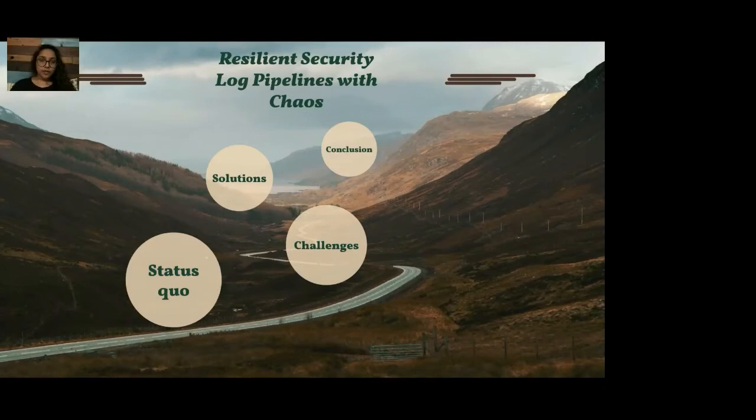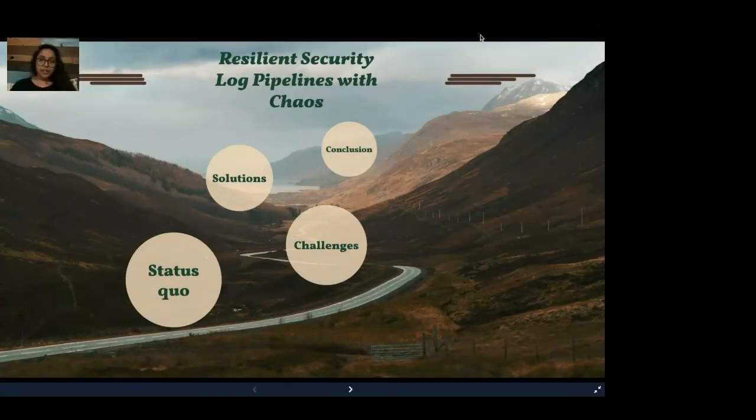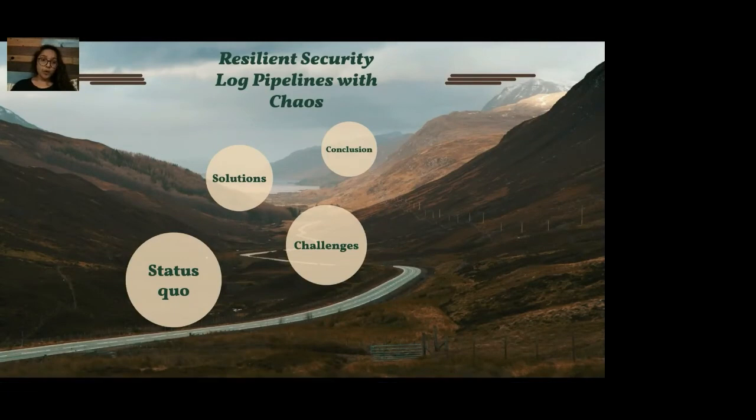Let's talk about the status quo that is prevalent in the security industry today. In today's session, I'm going to talk about chaos engineering, specifically in the context of security log pipelines, because log pipelines are basically the building blocks of a robust incident detection and response infrastructure. And a lot can go wrong with them as we build them, as we buy them sometimes as well.